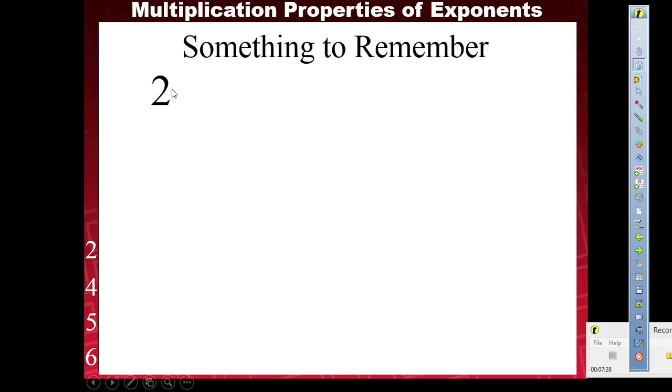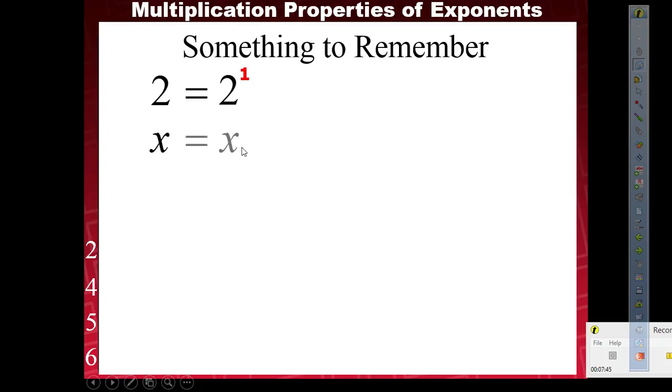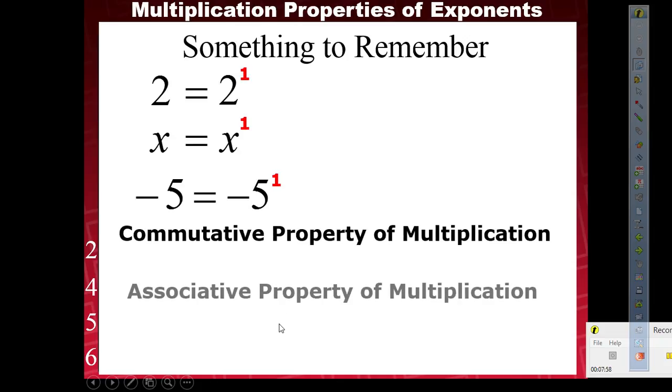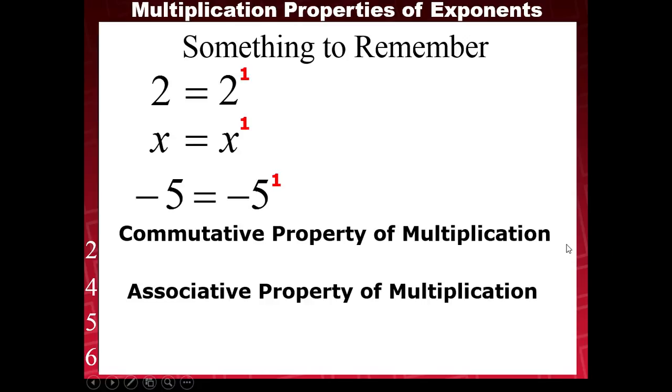Whenever you see a number that does not have an exponent, it does have an exponent. It's invisible. The exponent is a 1. If you see a variable that does not have an exponent, it does have an exponent. It also is 1, and it works also with negative numbers. Okay? So, from there, the other 2 properties that we're going to be using are these 2, commutative property of multiplication and associative property of multiplication. Now, what does this mean? It means the following. Look up, please.